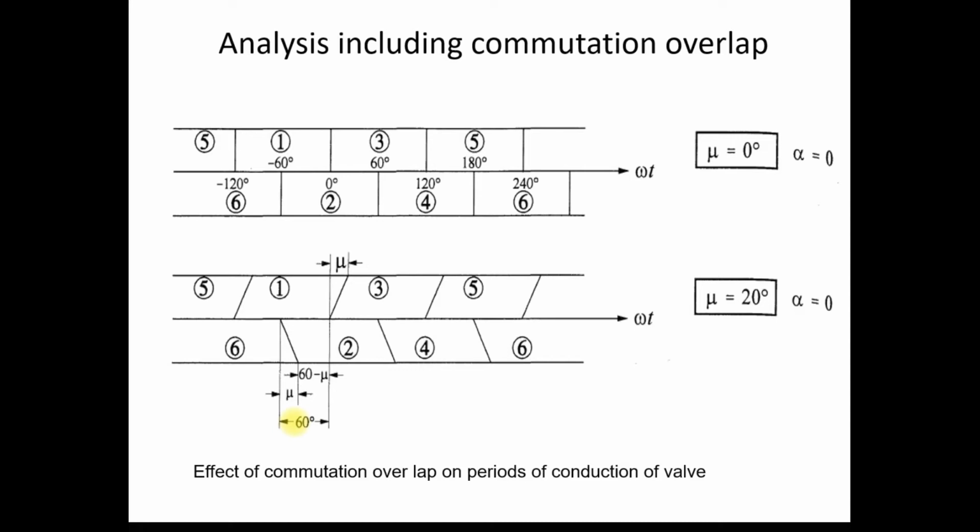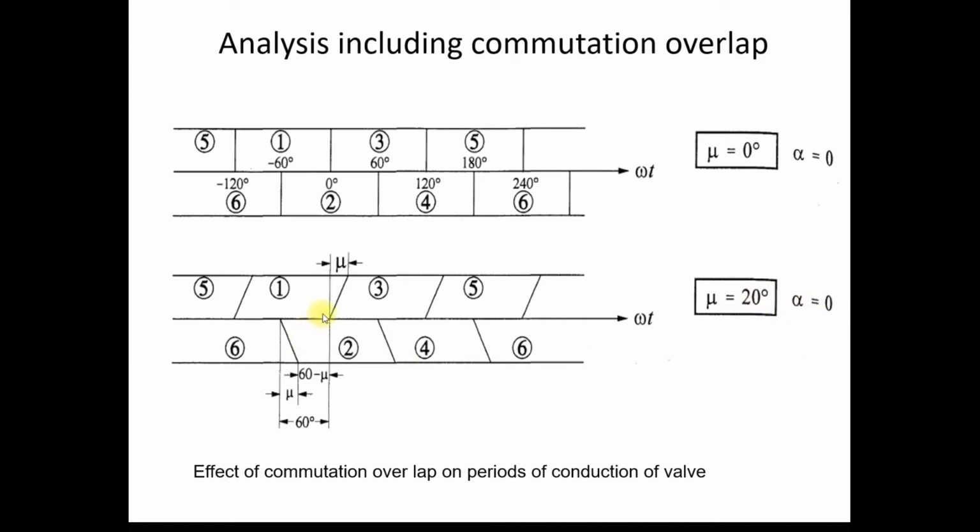Clear? So let's understand this operation with consideration of overlap, source inductance, as well as firing angle alpha. To differentiate between these conditions, we first see the case when alpha is 0 and mu is 0. Mu 0 means we do not consider the effect of source inductance. So this is the waveform of valve conduction, or valve current, that we already saw in the first analysis when alpha is 0 and source inductance is negligible. Clear? But now consider the case when mu is 20, which means commutation overlap happens, when we consider the effect of source inductance and alpha is 0.